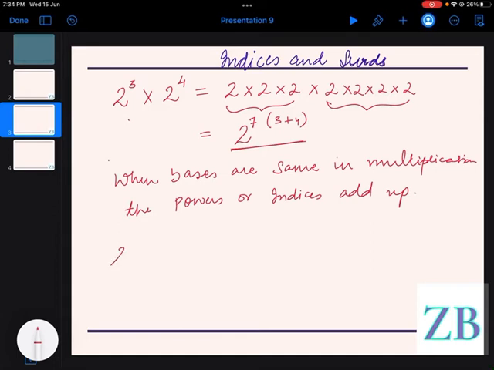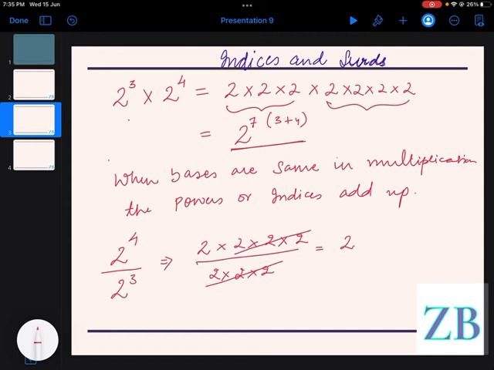Similarly, if it is 2 to the power of 4 divided by 2 to the power of 3, what will happen? 2 times 2 times 2 times 2 divided by 2 times 2 times 2. You know that when the factors are common in the numerator and denominator, we will eliminate them. So the only leftover thing is 2. You can also say that it is 2 to the power of 1, and 1 is 4 take away 3.